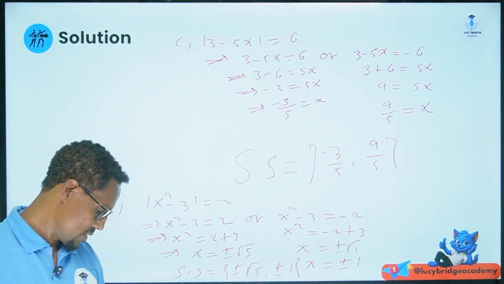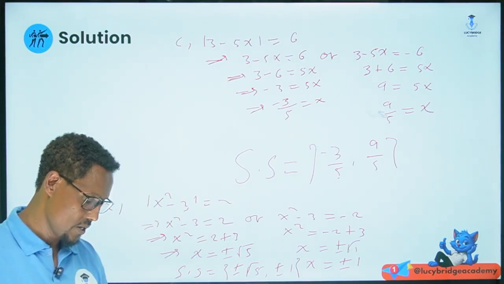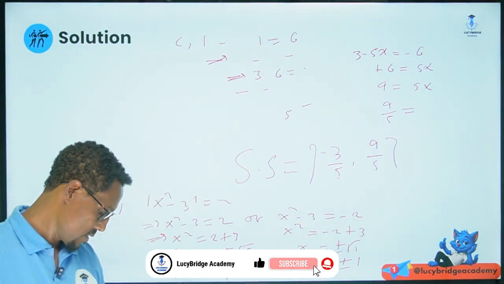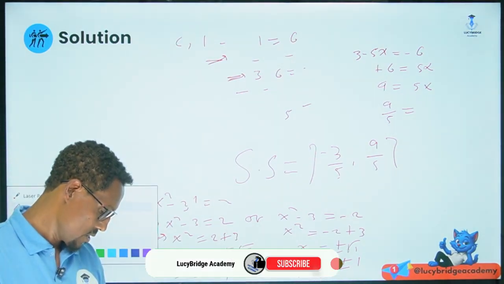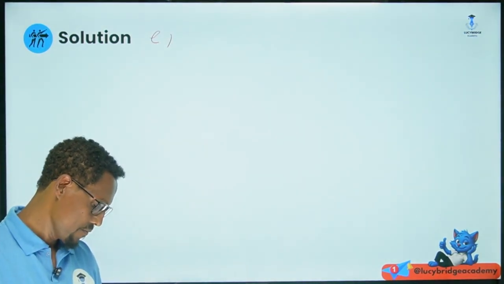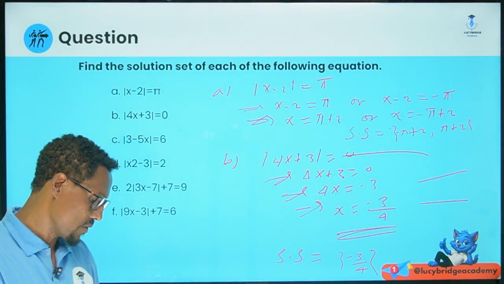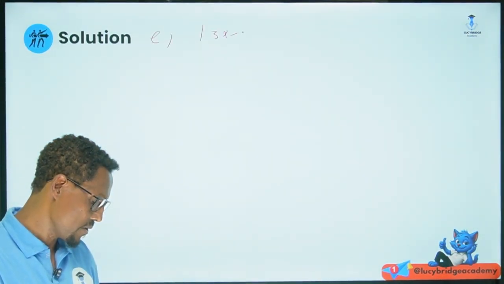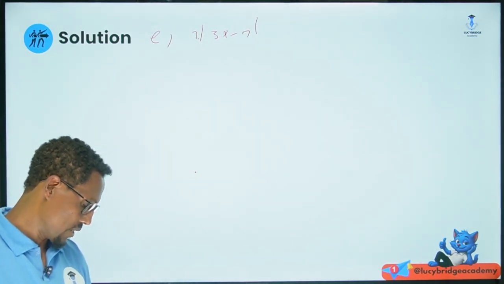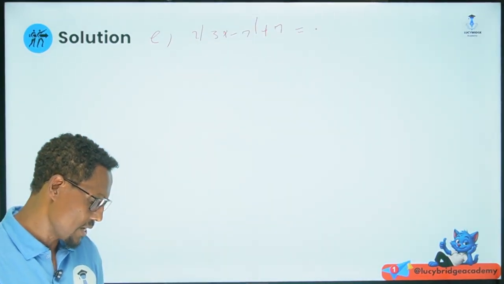Let me clean this one. E, 2 times the absolute value of 3x minus 7, plus 7 is equal to 9.